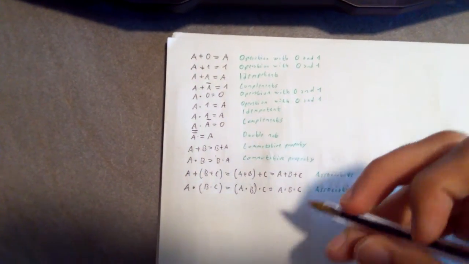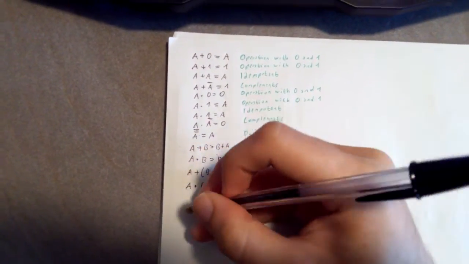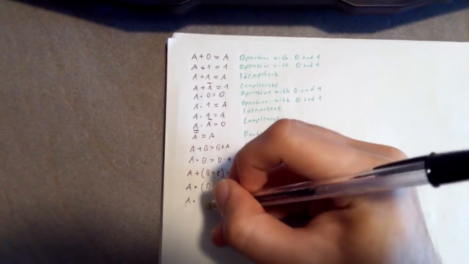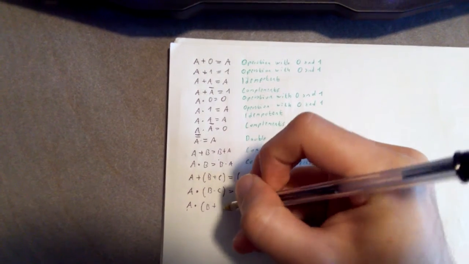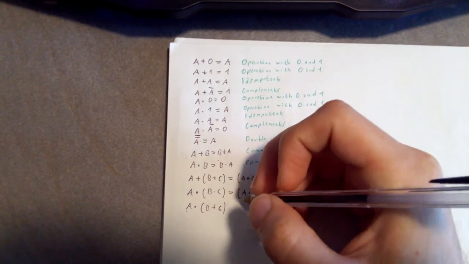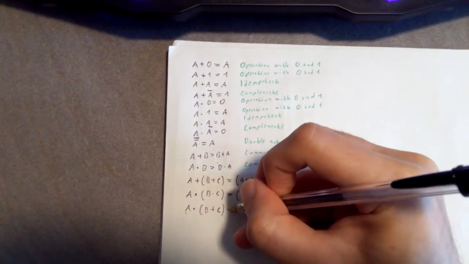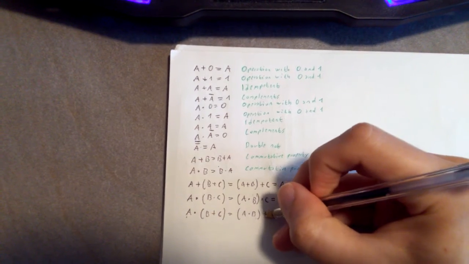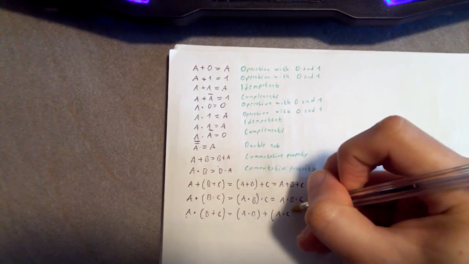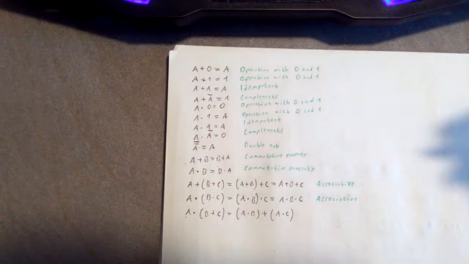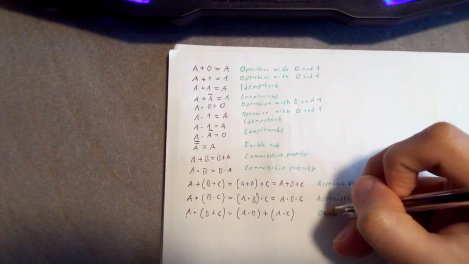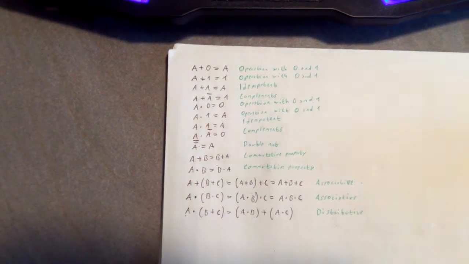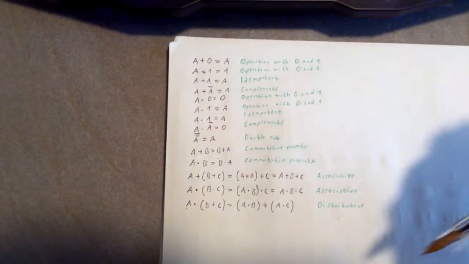And again, we also have the distributive property. So if you have a times b plus c, this is like saying a times b plus a times c, and this is the distributive property.